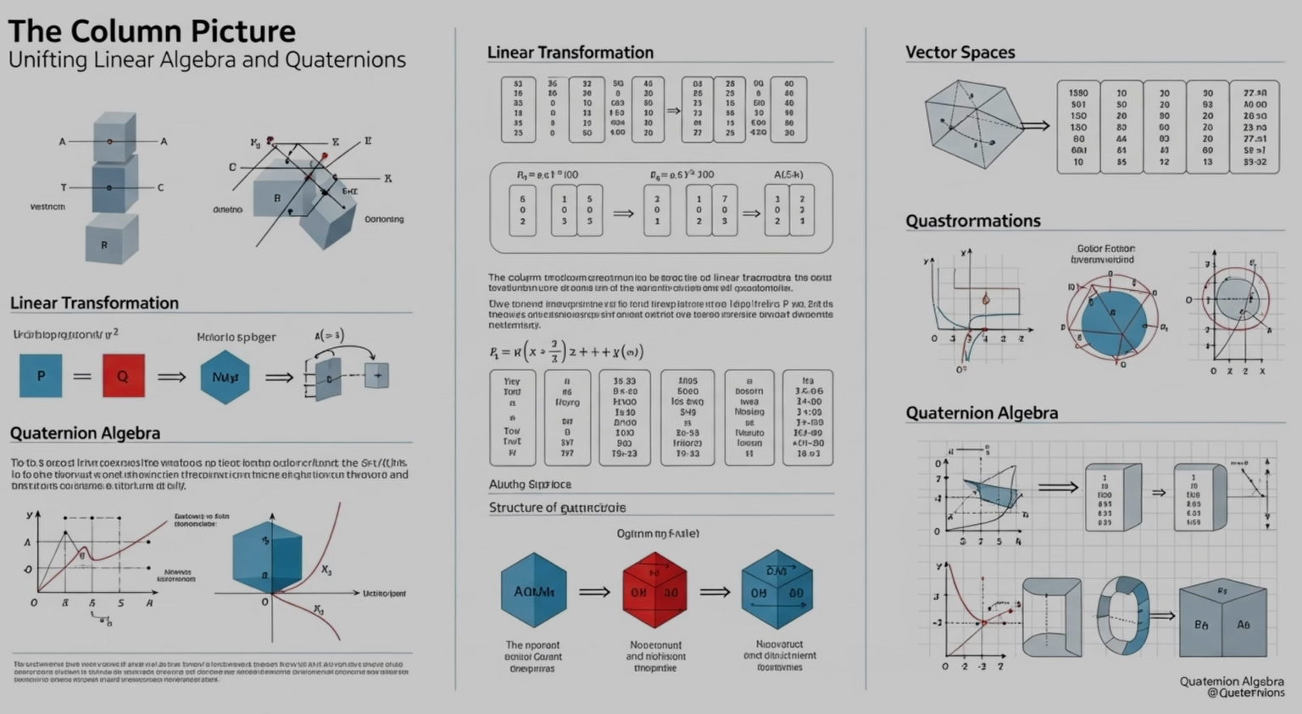So there's this clear pipeline. Thinking in columns, the column picture, leads to column-centric algorithms, which run best on column major data layouts, which are what optimized HPC libraries and GPUs expect. It all lines up. It's a beautiful alignment from abstract concept down to hardware execution.